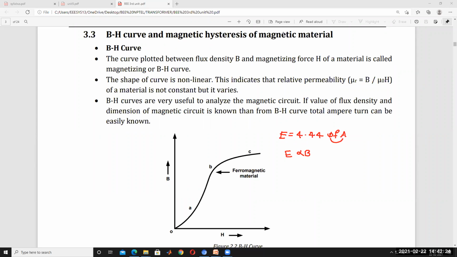So according to that, E is proportional to B, and H is the magnetic field intensity. H is equal to N I by L. This is called magnetic field intensity. Here H is proportional to I. Voltage is proportional to magnetic flux density. So it may be E versus I also. It's clear.